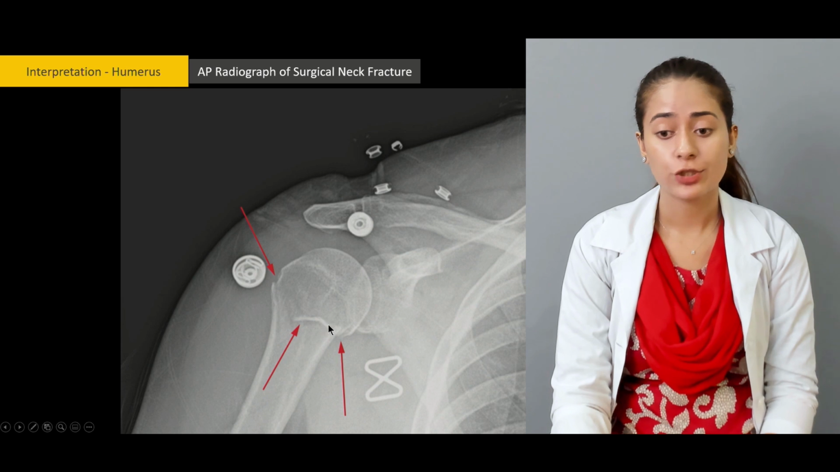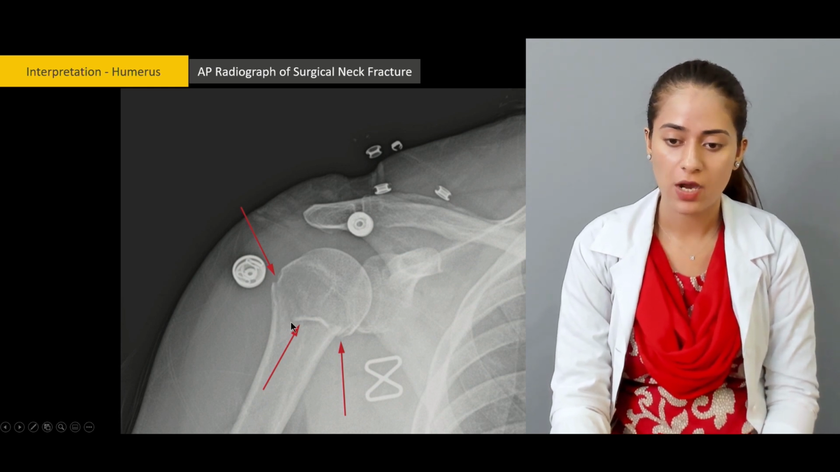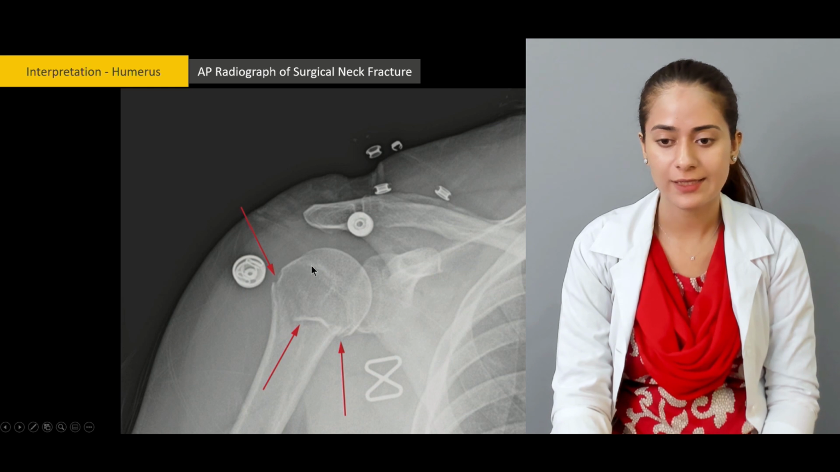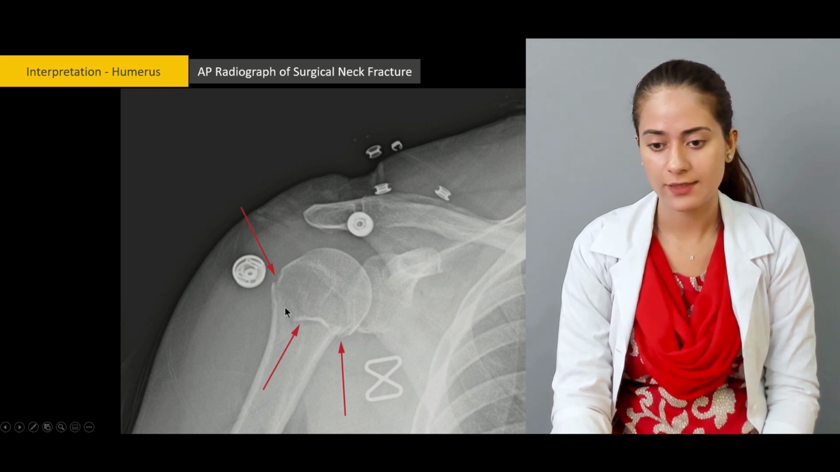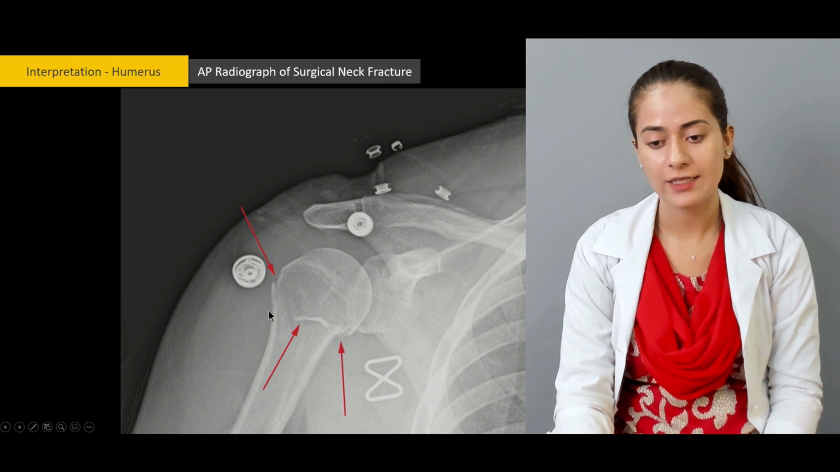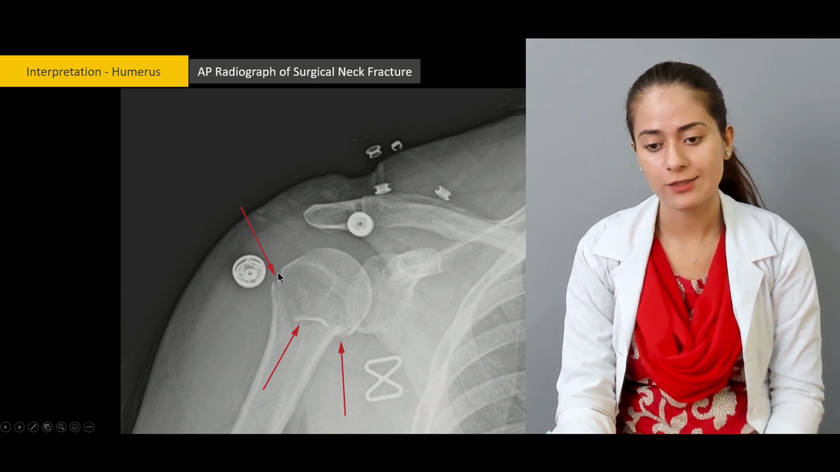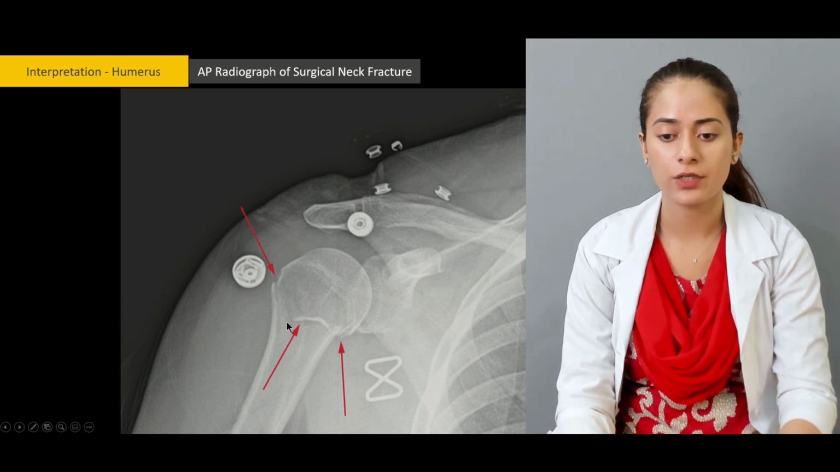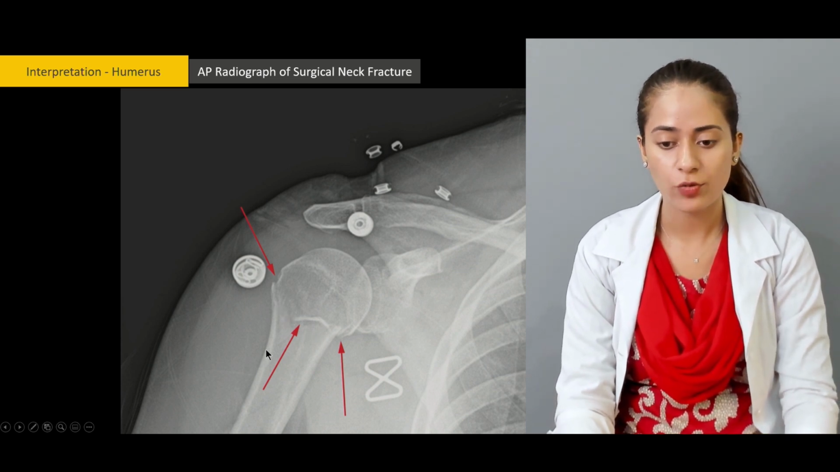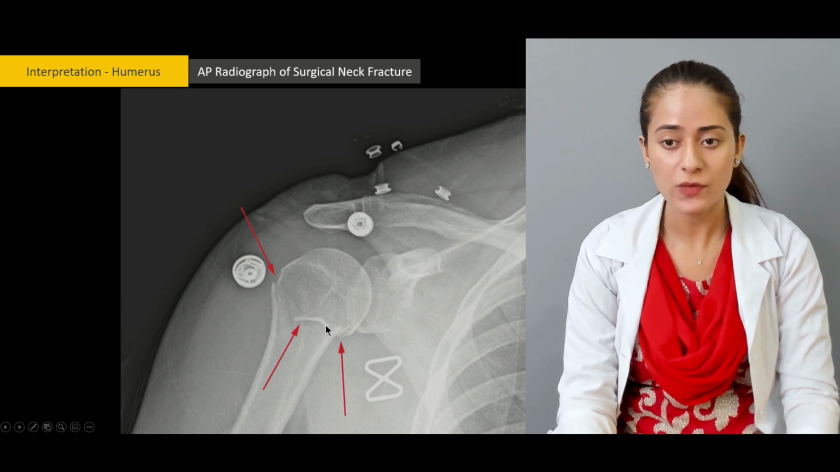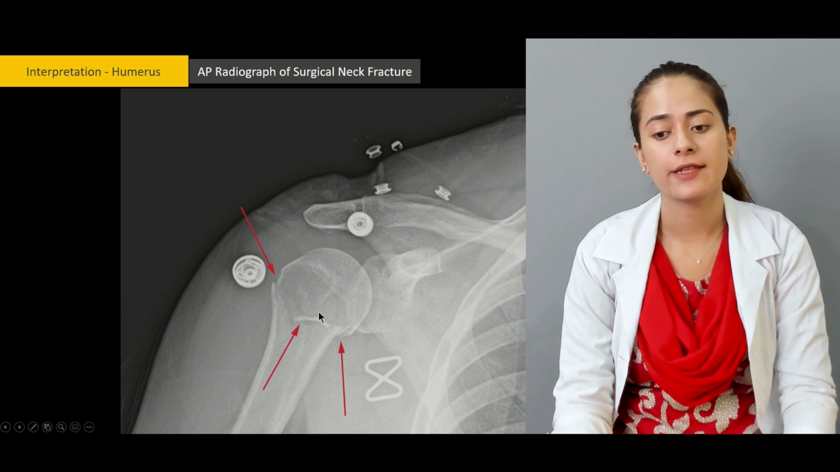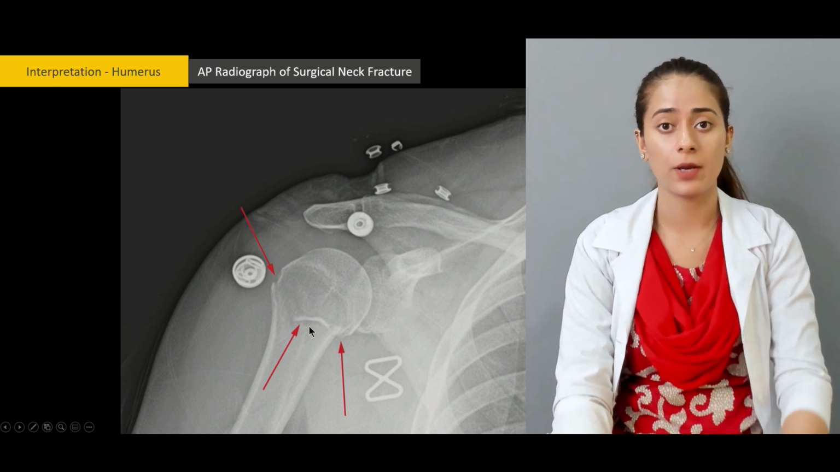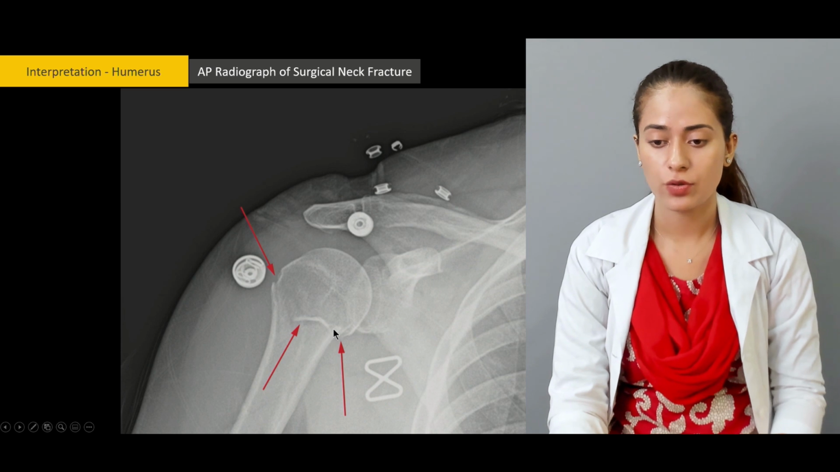Now we talk about the surgical neck. The surgical neck is below the anatomical neck. This is the anatomical neck here, and this is the surgical neck. The surgical neck is right below the greater tubercle of the humerus, and it is above the deltoid tuberosity. So the deltoid tuberosity is beneath this surgical neck, and the greater and lesser tubercles of the humerus are above it. So this is a fracture of the surgical neck here.